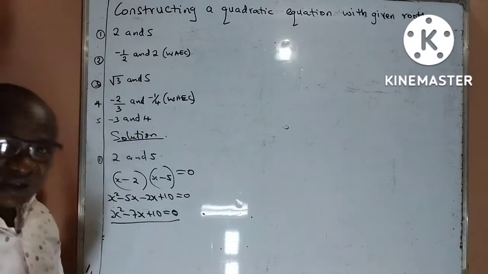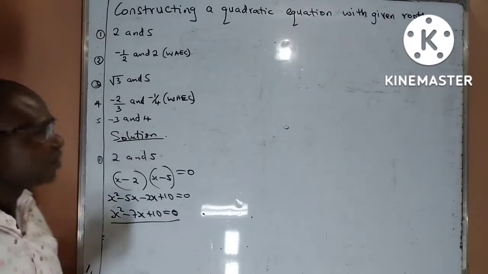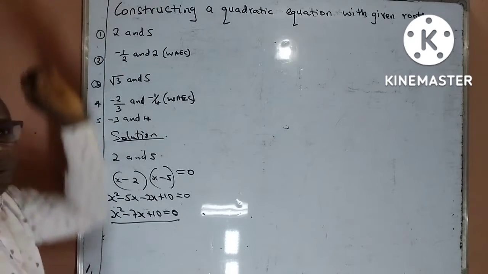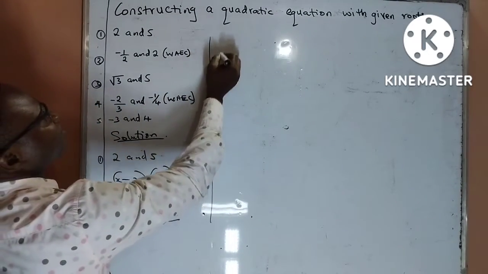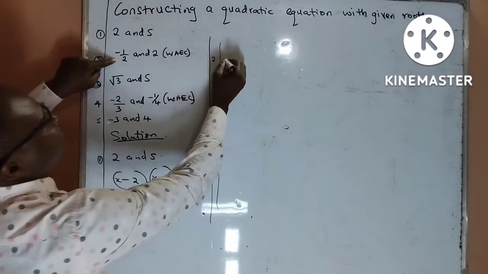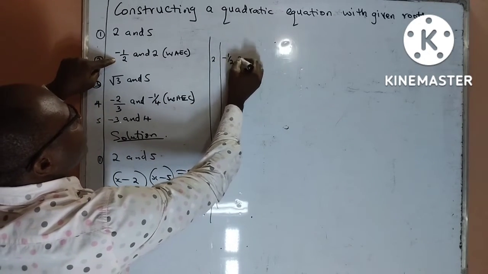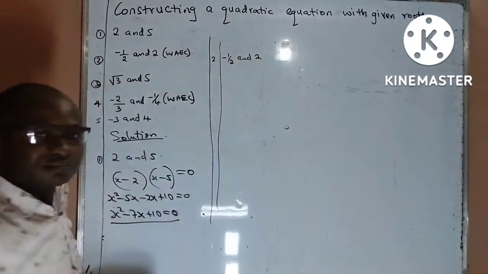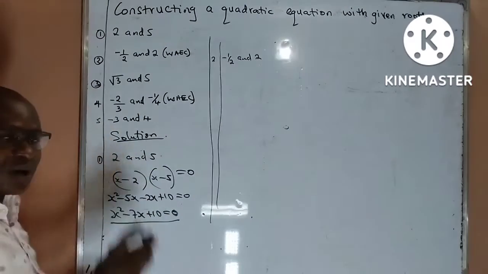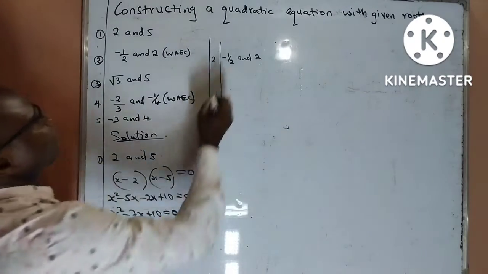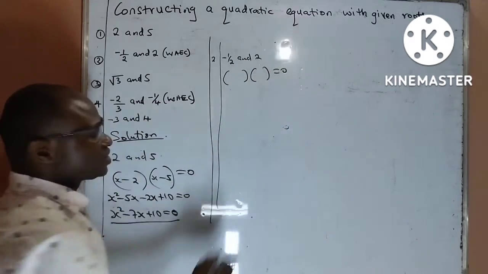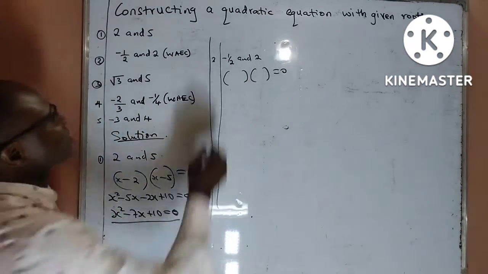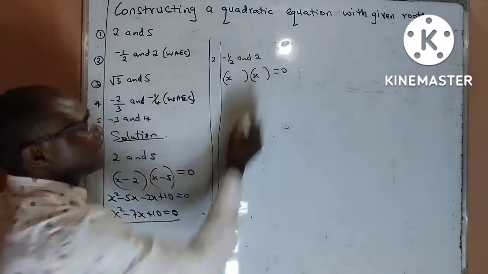That year, they were told to construct quadratic equations using these two roots given to them. Now let us solve it. Number 2. The roots are minus half and 2. Like I did in number 1. Watch with me. Two empty brackets equated to 0. Next, I put x inside the brackets.